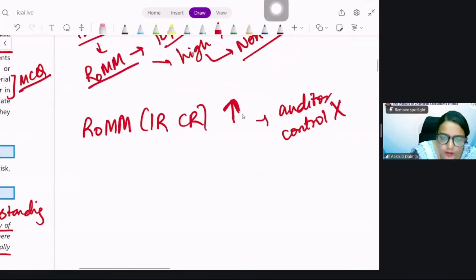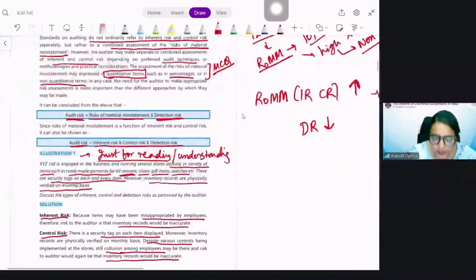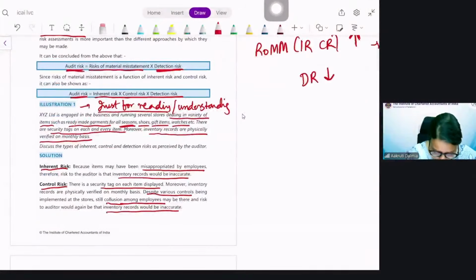So if I found this to be very high, will I do more procedures and will I check more samples? Yes, which means I will try to keep detection risk low. Yes or no? I'll try to keep detection risk very low. So if inherent risk, control risk, risk of material misstatement is very high, then automatically auditor will try to keep detection risk very low. That's it. Nothing else. Is that clear, John Mohammed?